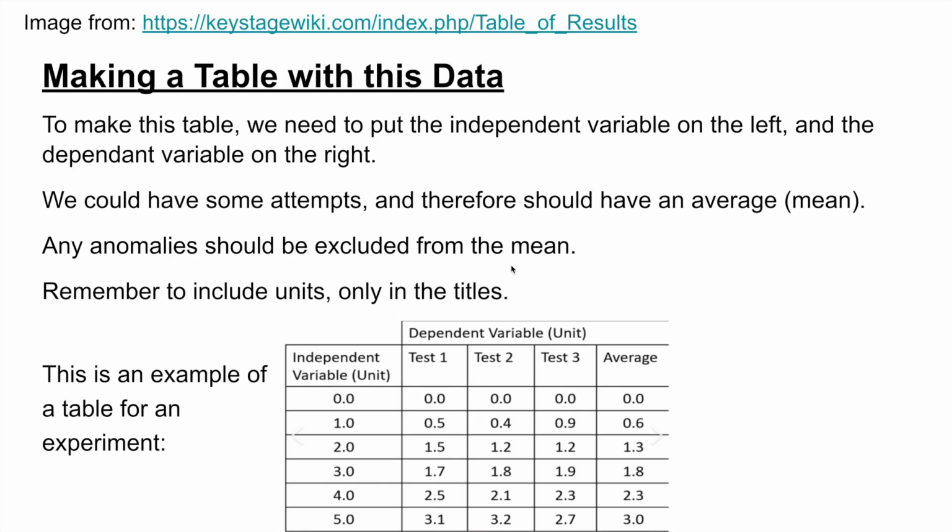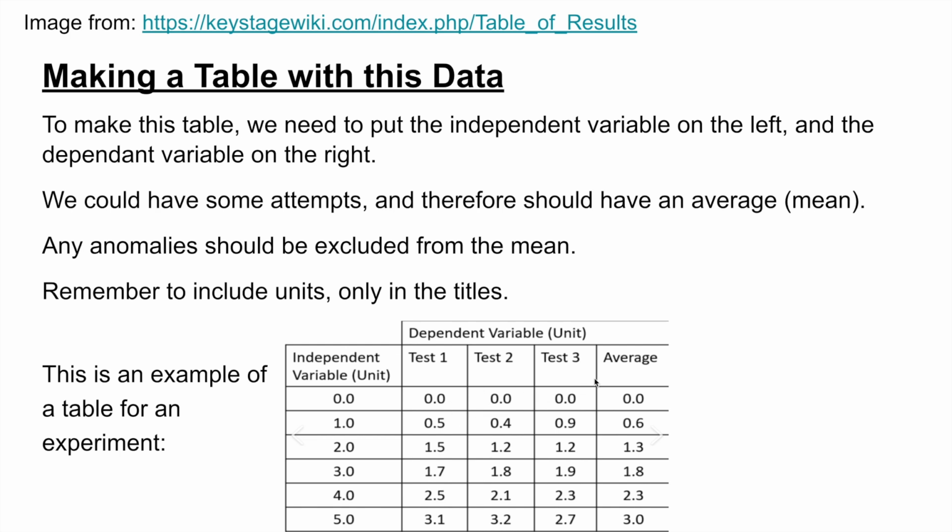If we wanted to make a table with data from an experiment, we would put the independent variable on the left and the dependent variable on the right, as shown on the diagram. Usually experiments have multiple attempts, so make sure to include them by writing something like Test 1, Test 2, Test 3 below the dependent variable title. Then, in each attempt column, write the data in.